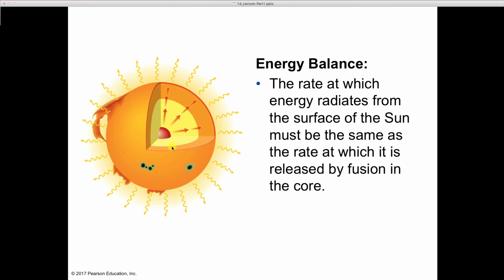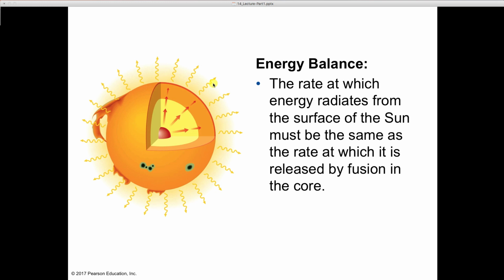There's also another kind of balancing act going on, and that's an energy balance. Energy is produced in the core. There's a certain amount of energy produced every second. Well, that has to go somewhere. It must go somewhere. It just can't sit there. So it gradually flows outward through these various layers, and ultimately it's given off at the surface in the form of visible light, as well as other wavelengths that we can't see, like ultraviolet and infrared. So there's this balancing act also with energy.